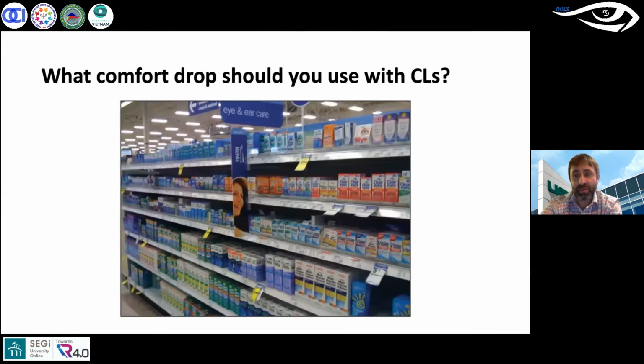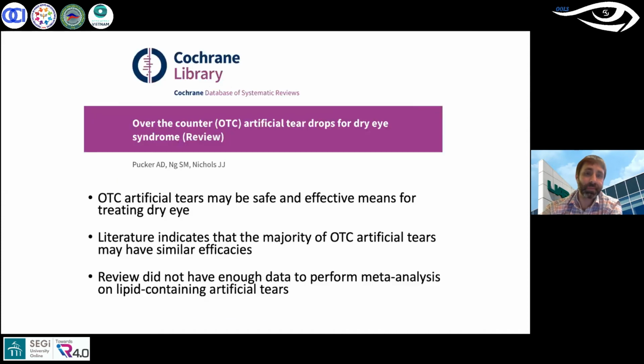But really, what one should you pick? There's a lot at the store, at least in the United States. When you go to the big box store, you see all of these different boxes. It's kind of overwhelming for the patient. And what I found in a meta-analysis, which is a study of studies, is that if you compare each different artificial tear on the market, there's really no difference between them.